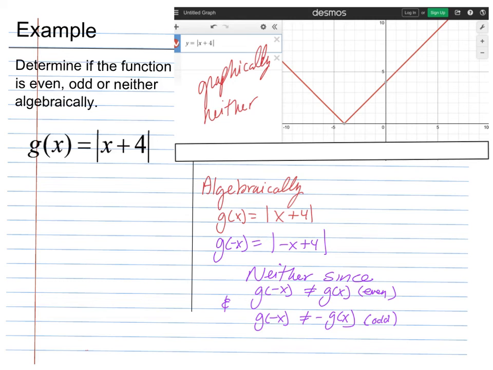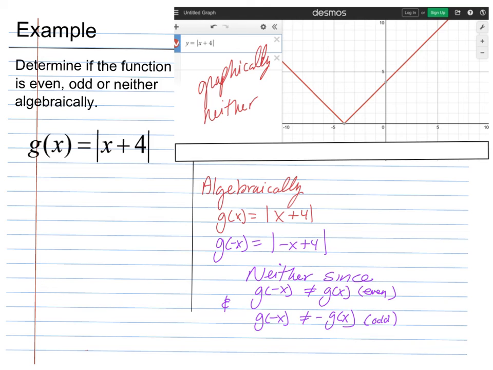And then we got our g of x equals absolute value of x plus 4, and we graphed it, and we had an absolute value that was shifted to the left 4 units. And if you see graphically, it is not reflected over the y-axis or the x-axis, so it is neither.